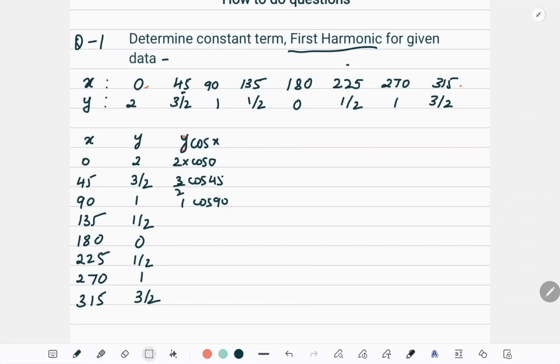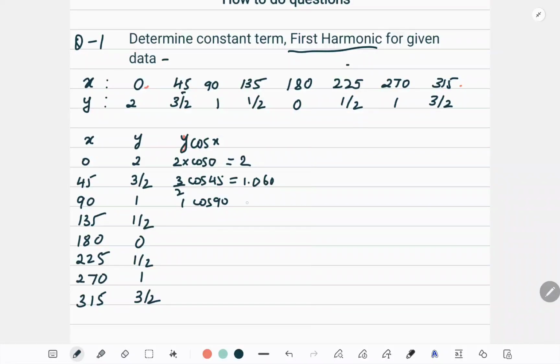Okay, so now what is the next thing I should do? I should write down the values, right? So now take out your calculator, pause the video and complete this column. So what will I be doing here? This will be equal to, see, cos 0, I know it is 1, so 2. You do it by using a calculator, okay? Don't try to do it orally and waste your time in the exam.